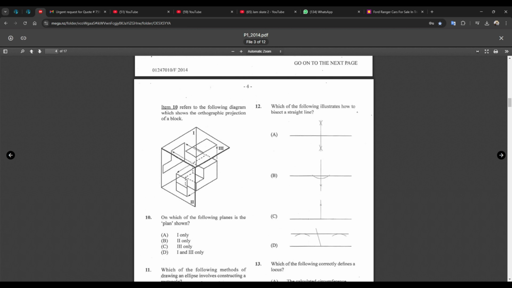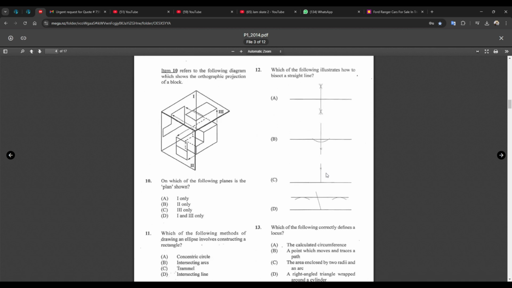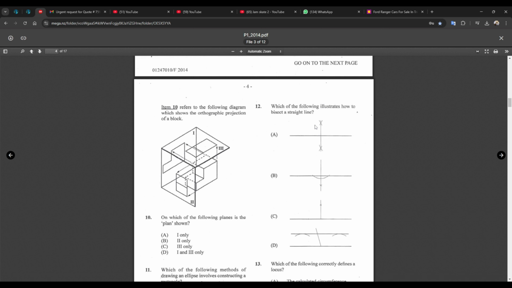Number 12, which of the following illustrates how to bisect a straight line? Just very quickly looking at it, the answer is A.